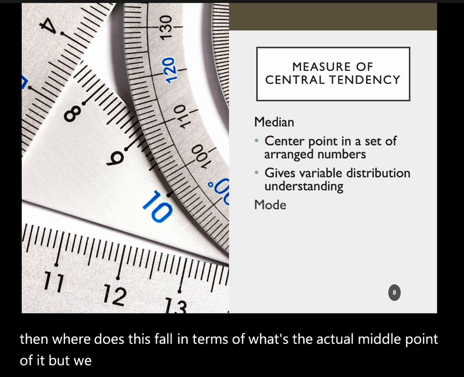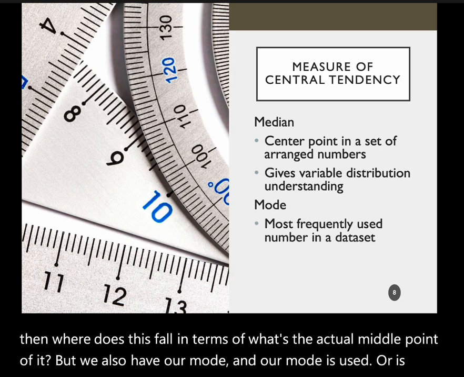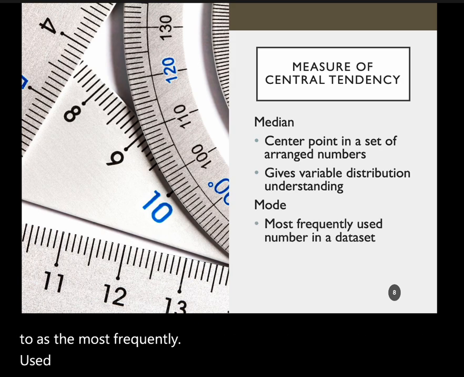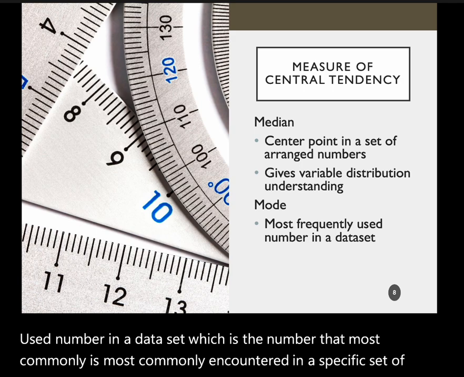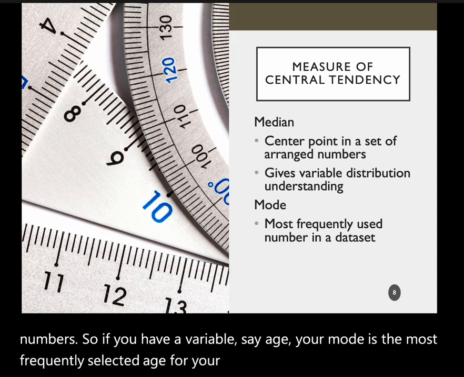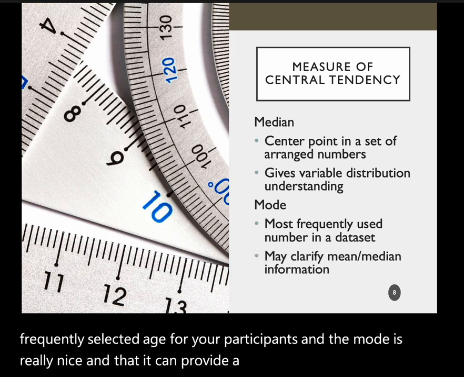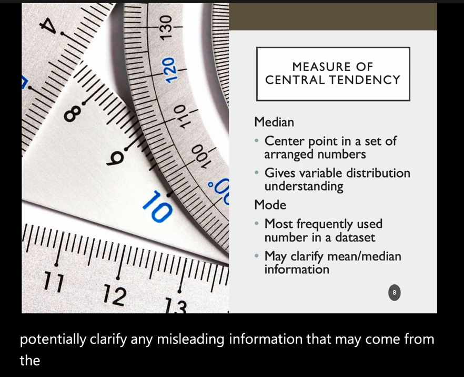But we also have our mode. Our mode is referred to as the most frequently used number in a data set, which is the number most commonly encountered in a specific set of numbers. So if you have a variable, say age, your mode is the most frequently selected age for your participants. And the mode is really nice in that it can provide additional information that can potentially clarify any misleading information that may come from the mean or the median.